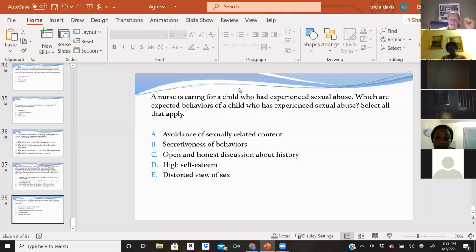A nurse is caring for a child who has experienced sexual abuse. Which are expected behaviors of a child who has experienced sexual abuse? Select all that apply. Avoidance of sexually related content, secretiveness of behaviors, open and honest discussion about history, high self-esteem, or distorted view of sex. A, B, and E. Who says A? Yes, it is A. Who says B? Yes. A, B, and E. Yes. Very good, guys.